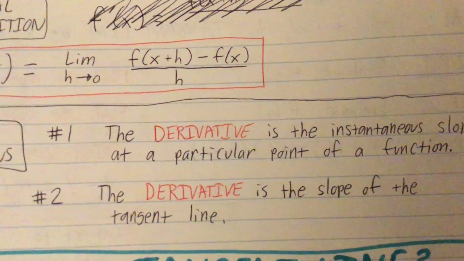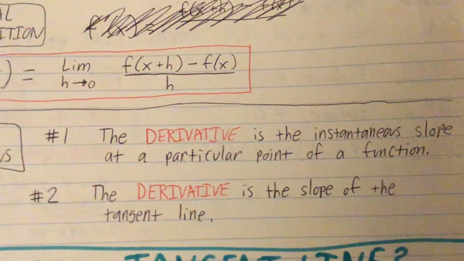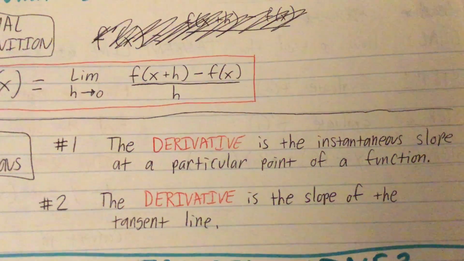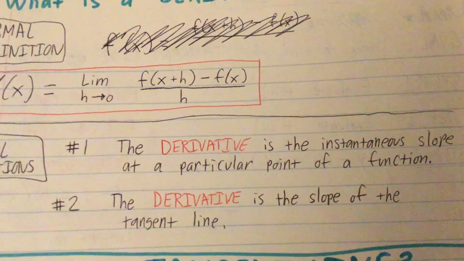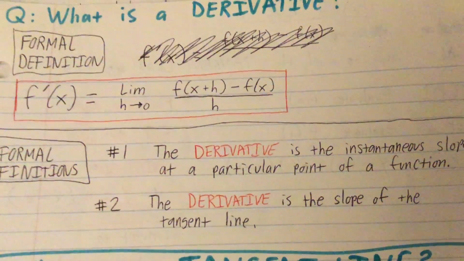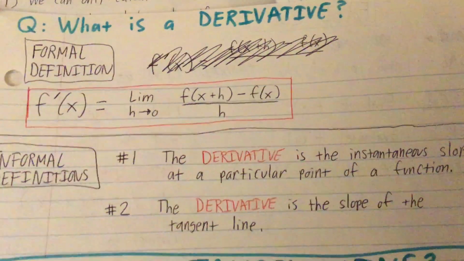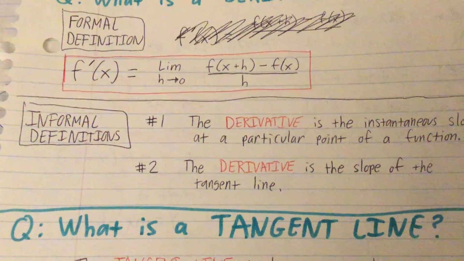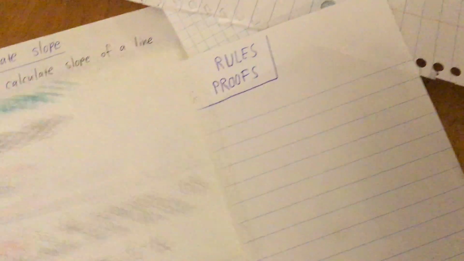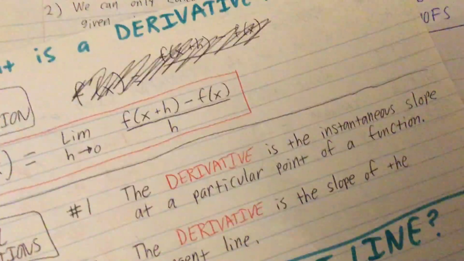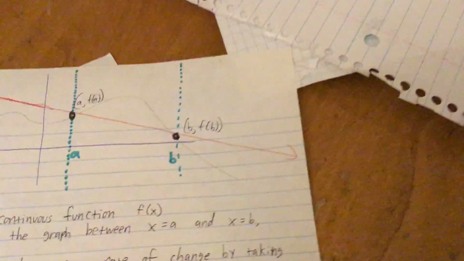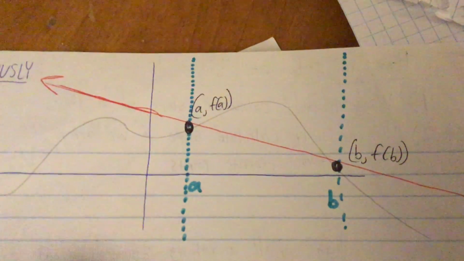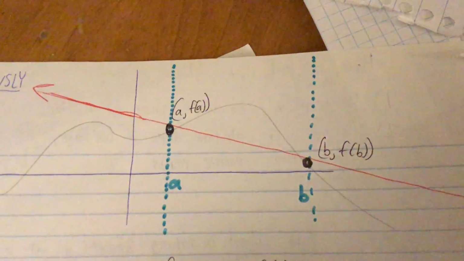And finally, the other popular definition, which we haven't talked about yet, is that in most calculus classes, they say the derivative is the slope of the tangent line. And I've eased you into this because, wait a minute, what is a tangent line? Remember that a secant line is the average rate of change between x equals a and x equals b.